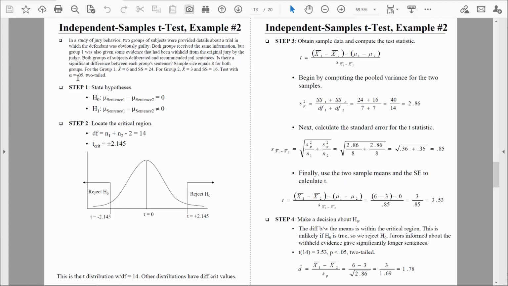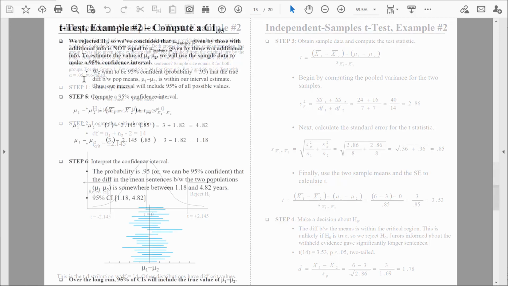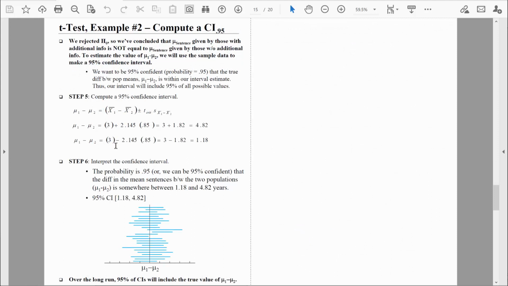Well, recall we used an alpha of 0.05. So if we are going to follow up with a confidence interval, we should do a 95% confidence interval. And that's exactly what we did right here. By flipping around our t equation, we were able to solve for the value that represents the difference between the two population means. And we know we began with the difference between our two sample means, because that's the only information we really have. So we construct an interval of values, a range of values around 3 years.